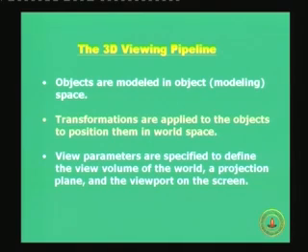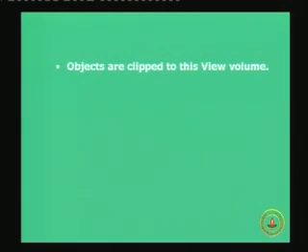So I repeat these steps. The first step: the objects are modeled in the object space or object modeling space. Second, you apply transformations to the objects to position them somewhere in the world space. Then you specify the view parameters to define the view volume of the world, the projection plane and the viewport on the screen. So these are the first three stages of the viewing pipeline.